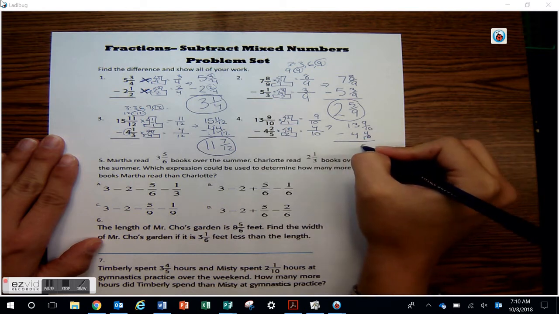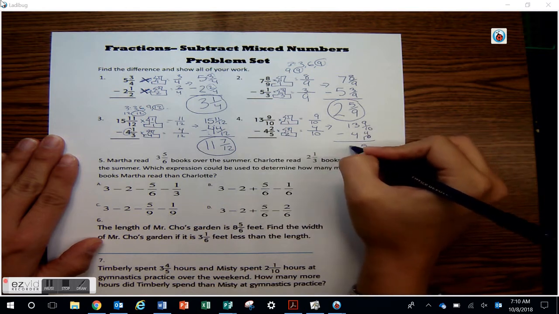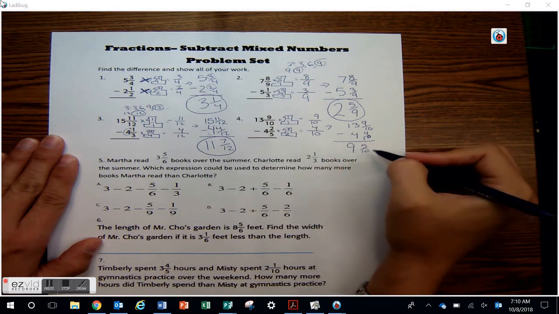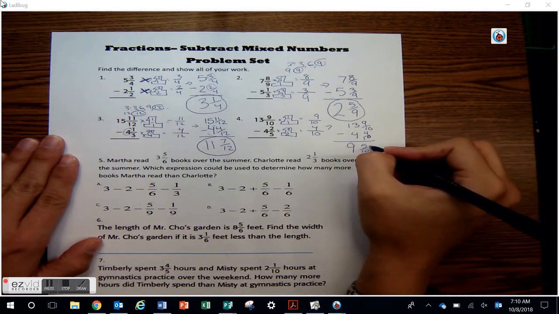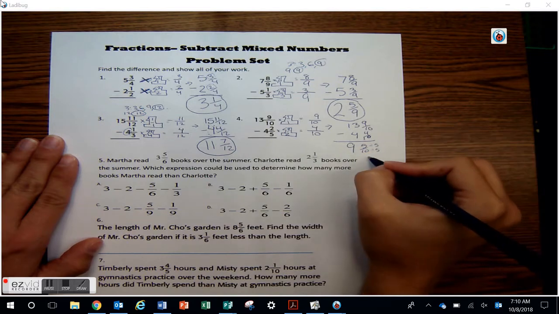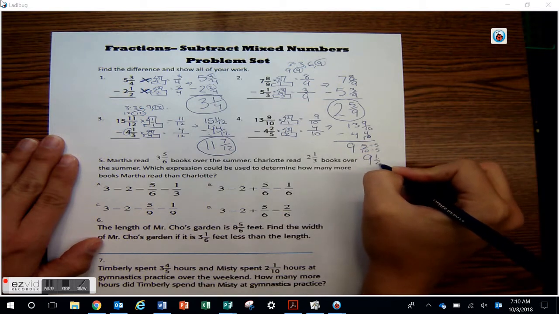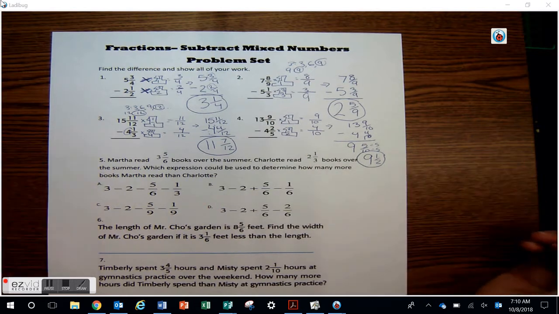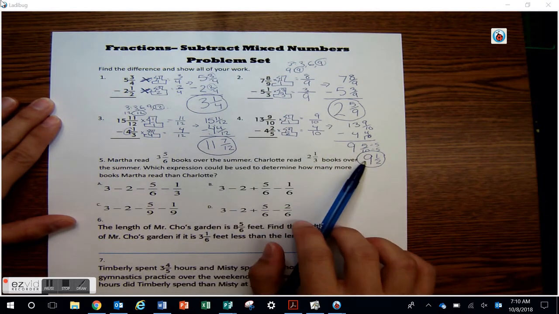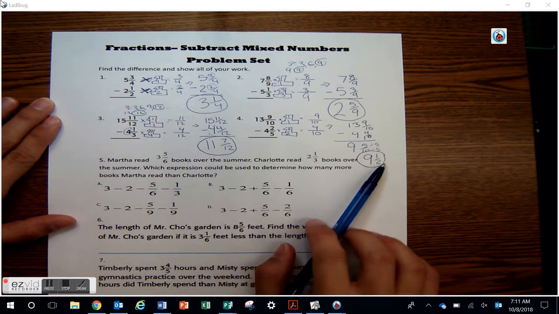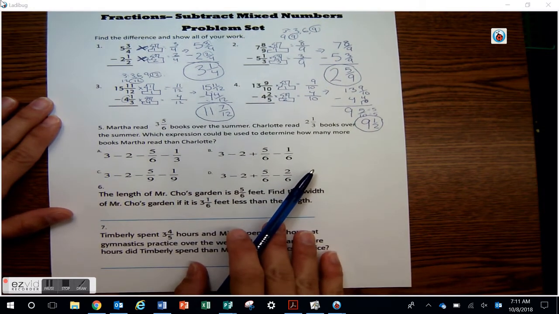9/10 minus 4/10 is 5/10. 13 minus 4 is 9. Now 5/10, I happen to know I can reduce that fraction, so let's go ahead and divide top and bottom by 5, and we get 9 and 1/2. 9 and 1/2 if we reduce it. It didn't ask us to reduce it, so both of these answers are correct. This is just the reduced one.